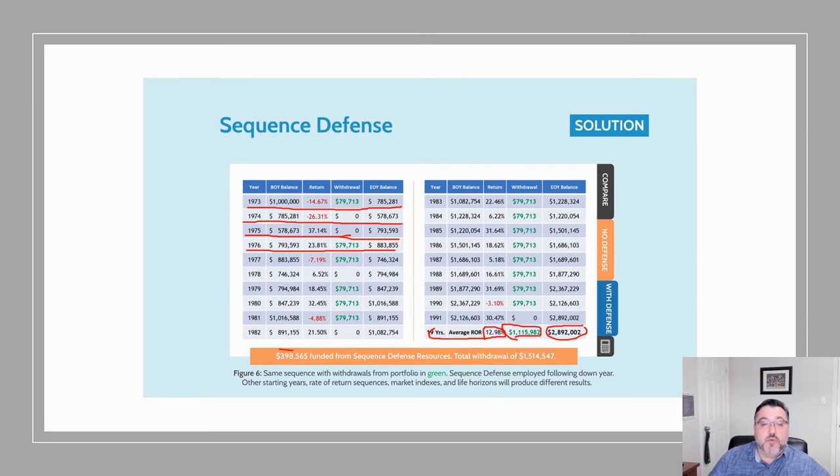And what we did was there's about $398,000 was funded from sequence defense resources, where the investor would have still received over that 19-year period the over $1.5 million of income, but for the 5-year period we drew some of those funds from another resource.